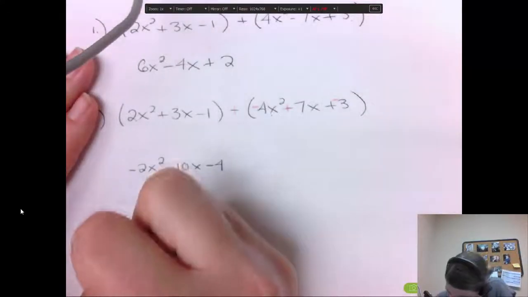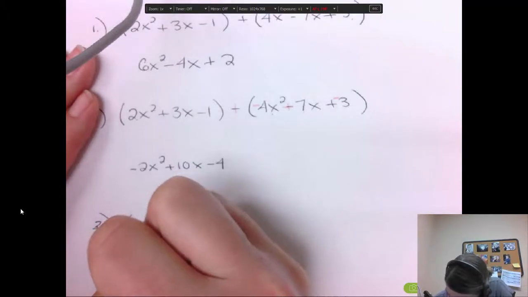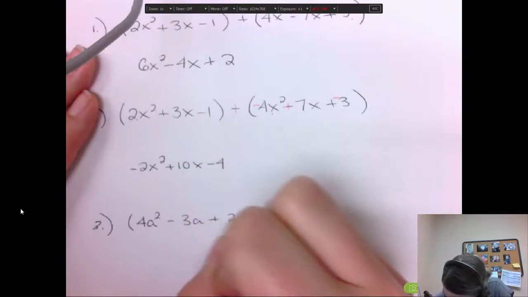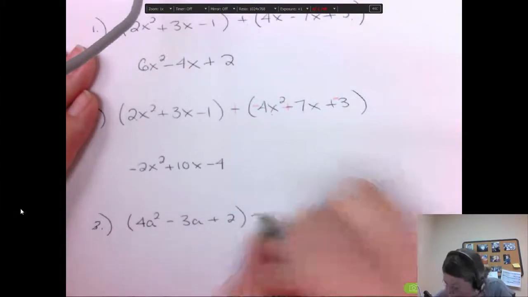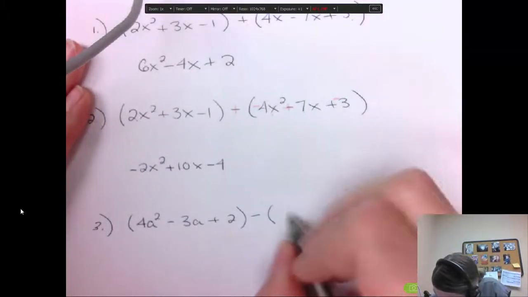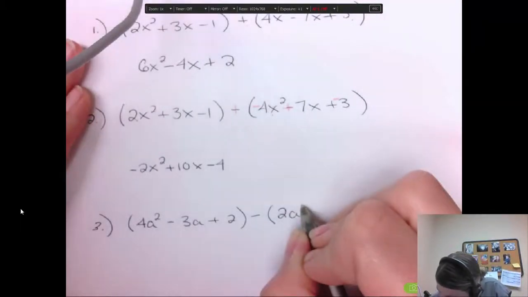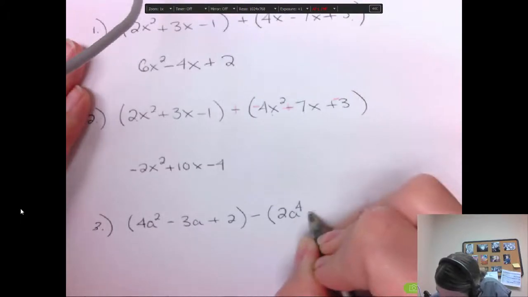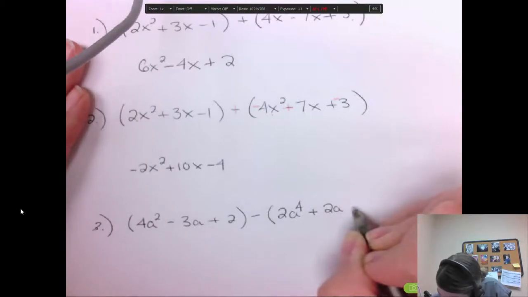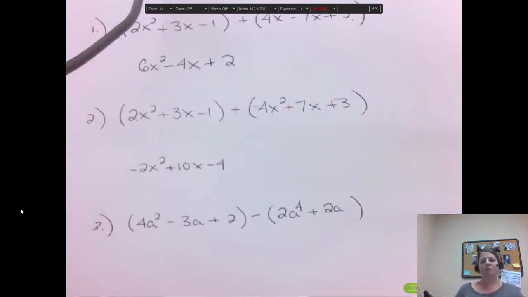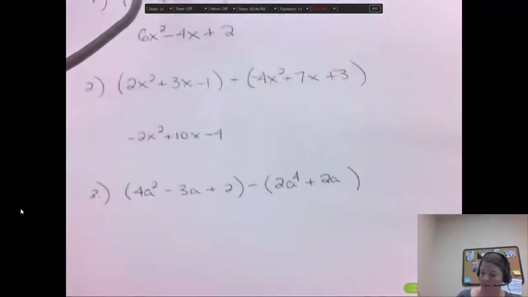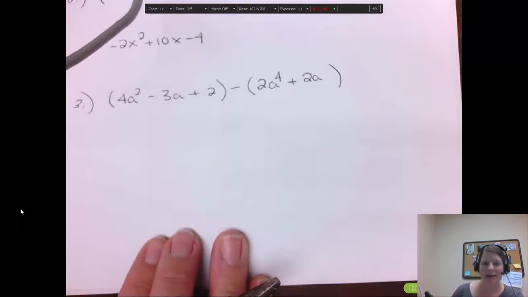What if I have 4a squared minus 3a plus 2, and I'm going to subtract again just because those ones are harder for a lot of people. What if I want to subtract off 2a to the 4th plus 2a, and that's it. Look at the difference: the other two were both trinomials, and this one has a trinomial and a binomial.